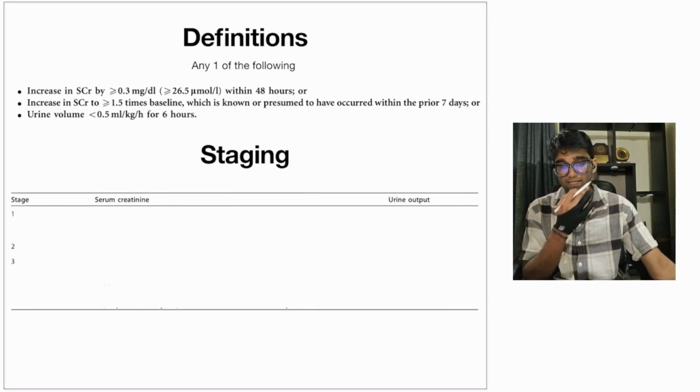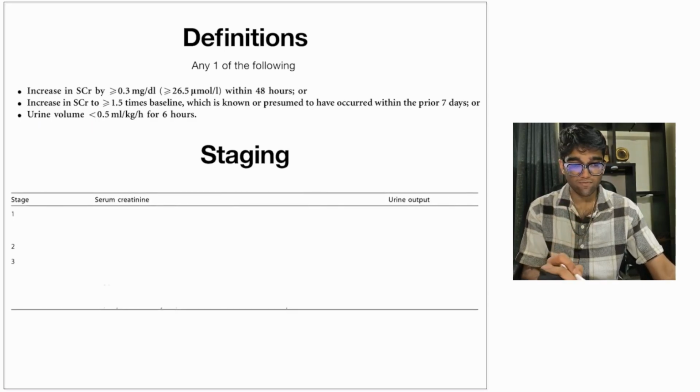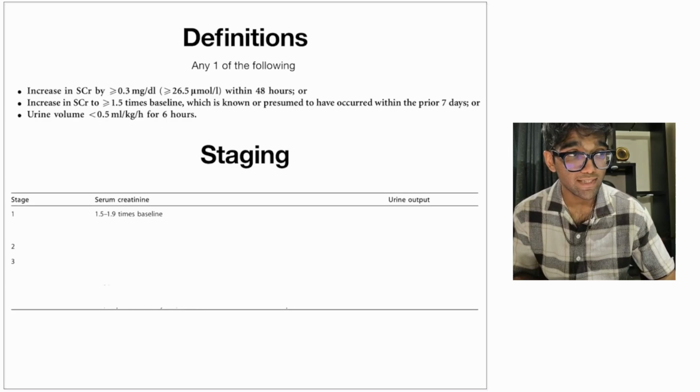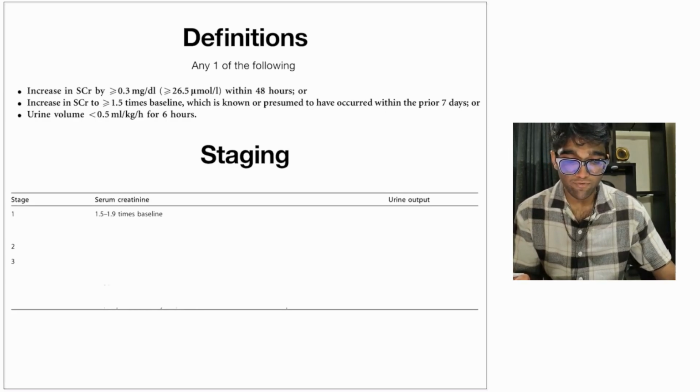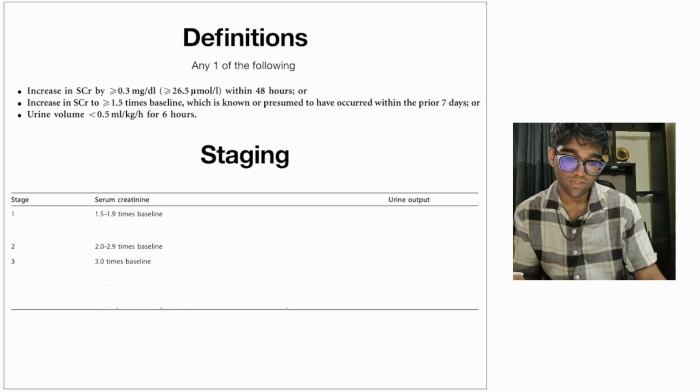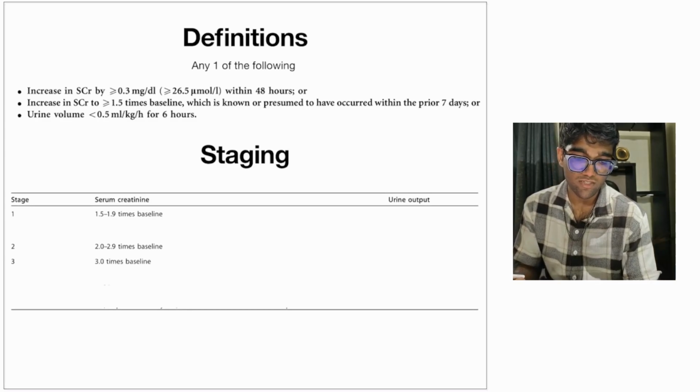Now, staging wise, we can stage AKI into 3 stages: 1, 2, and 3. So, we can use how much is the elevation in creatinine to do this. We compare it to the baseline creatinine. It could be 1.5 to 1.9 times, that would be stage 1. 2 to 2.9 times, that would be stage 2. 3 times or more, which is stage 3.